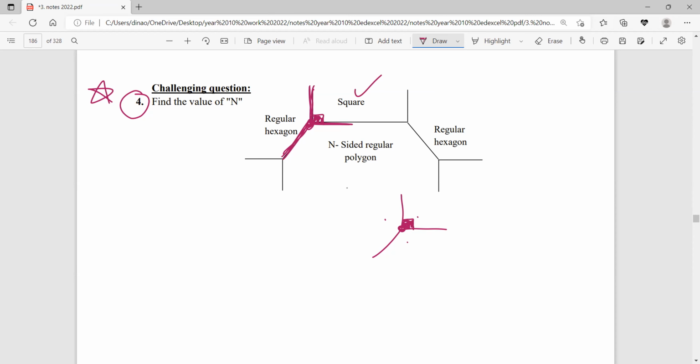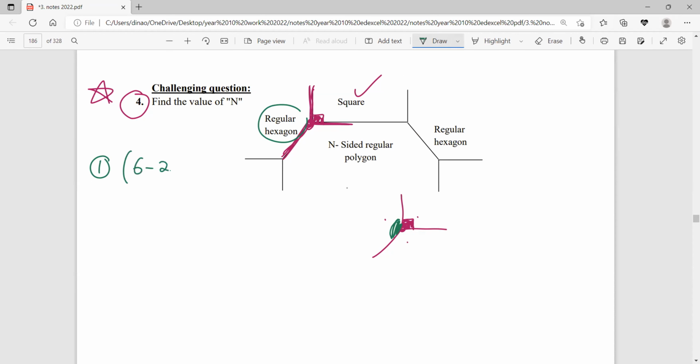Now, the second interior angle is this, the regular hexagon angle, this interior angle over here. So this is going to be step number one in this question. Step number one is to find the interior angle of the regular hexagon. Now, how do I find the interior angle and which rule am I going to use?